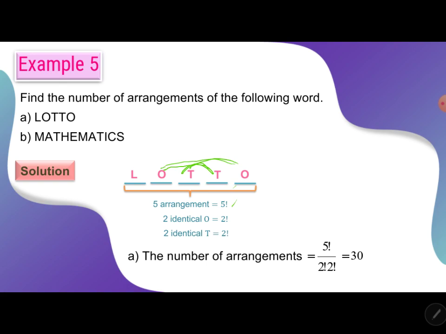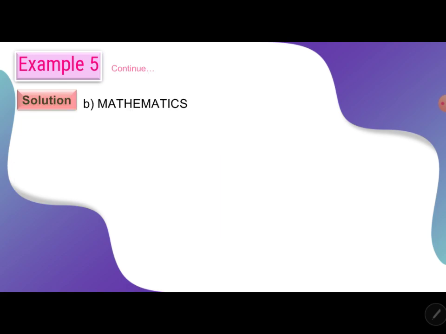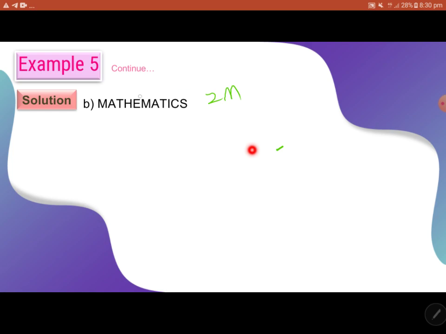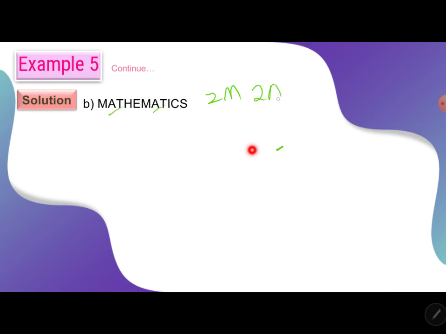Next, for question B, MATHEMATICS. How many M's are in MATHEMATICS? We have 2 M's, right? That is identical. And then, what else do we have? We have 2 A's. And then, we have 2 T's. And then H, we don't have a repeated H. E, we don't have it. I, no. C, no. S, no. So the identical letters here are only M, A, and T, right?